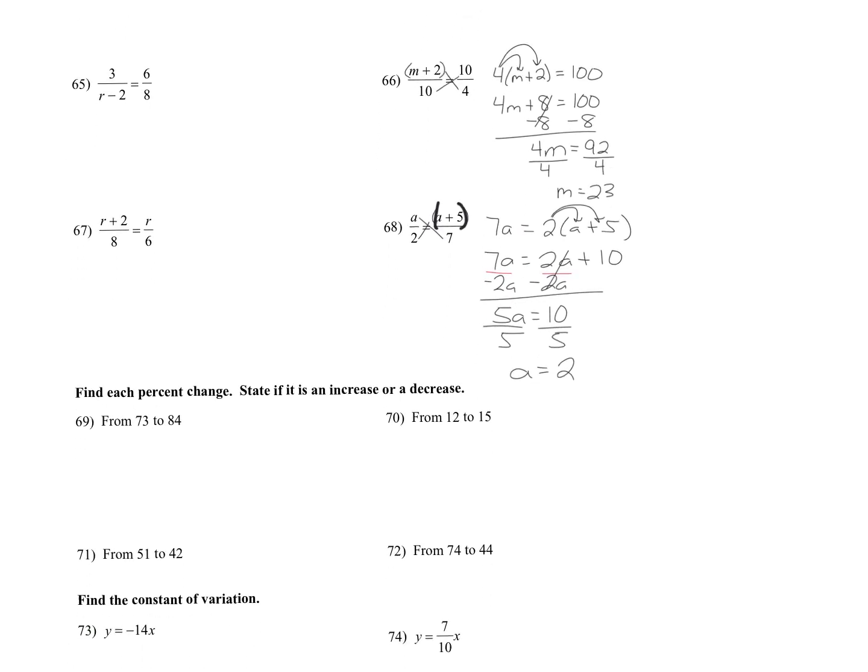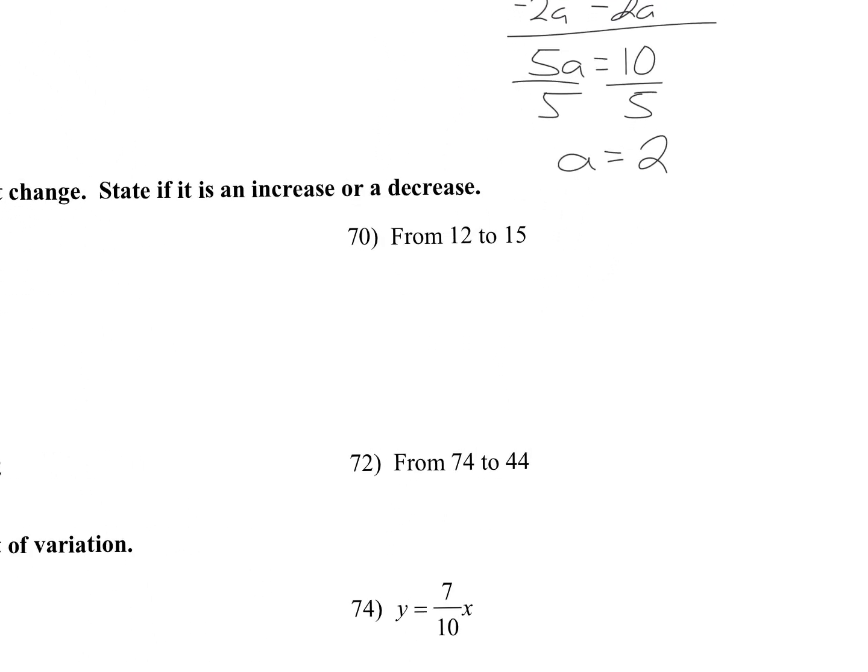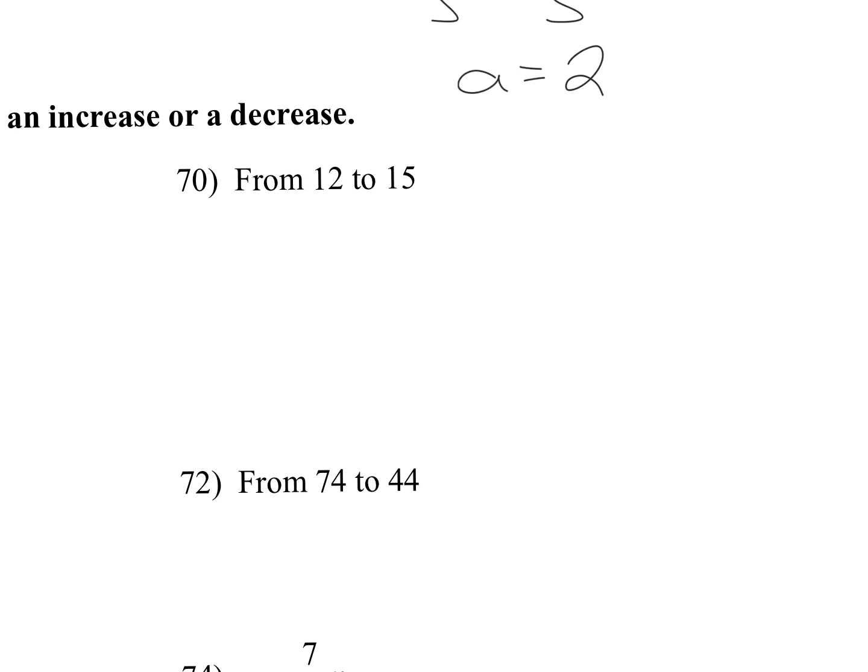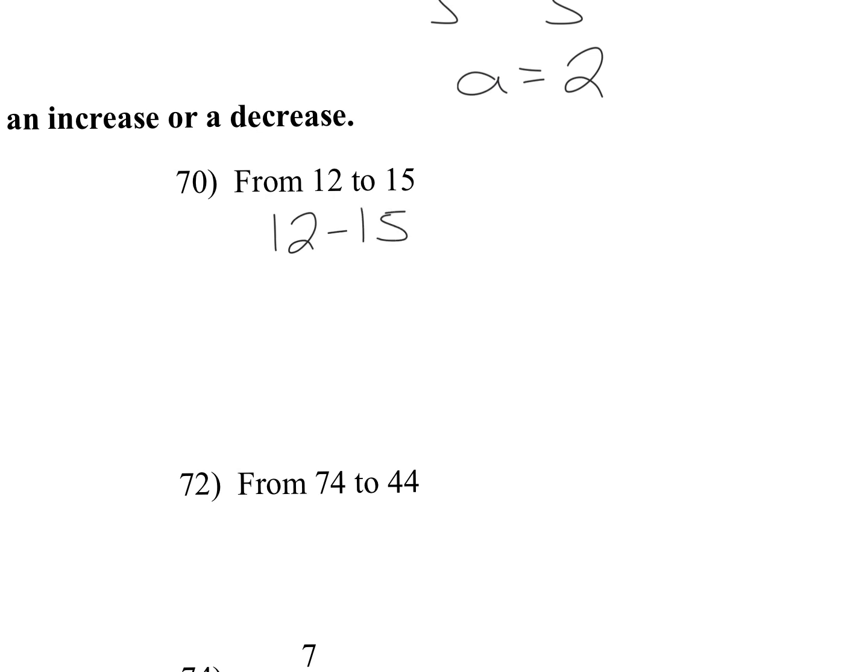Okay? Moving on to finding percent of change, stating if it's increased or decreased. So on 70, we're going from 12 to 15. So we want to find the amount of change. But we have to be careful. I read it wrong. So find the difference. Always take the bigger number minus the smaller number. And then you're going from 12 to that 15. So that is an increase.